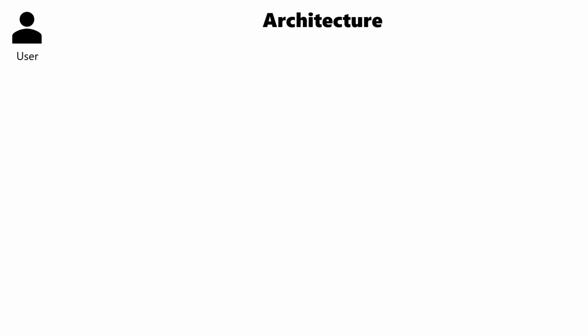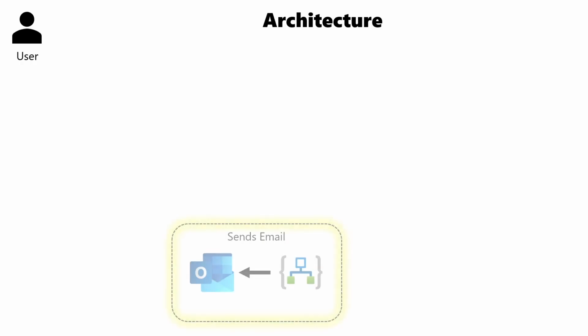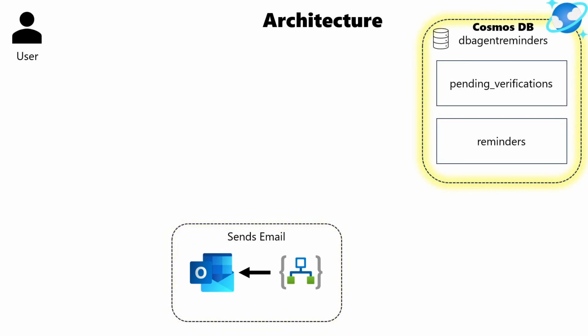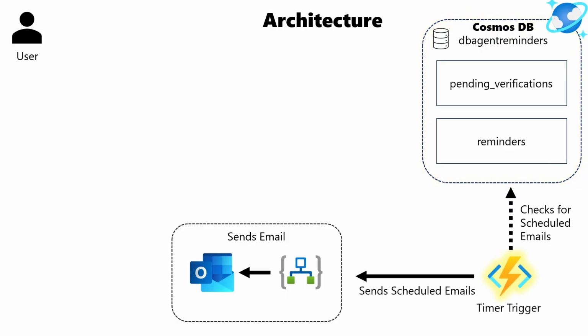Now let's talk about the order that we plan to build this out. We'll be going backwards by first starting with an Azure Logic app that can send an email using Outlook. Then we'll create a Cosmos DB database with our containers for pending verifications and reminders. We'll then create a timer-triggered Azure function that can check the reminders container in Cosmos DB, and when it's ready to send a specific reminder, it will forward it to the Azure Logic app to send that email.